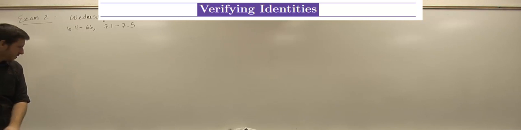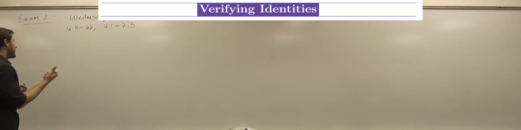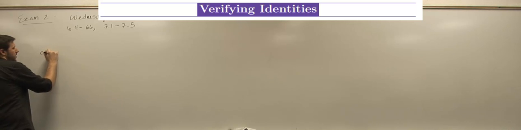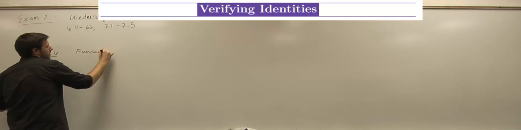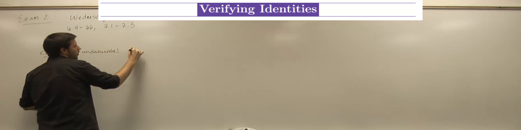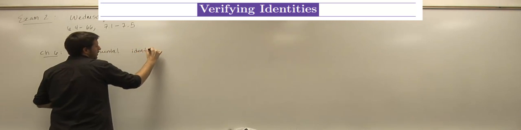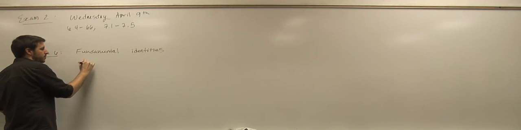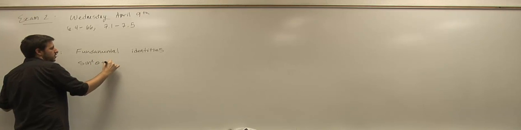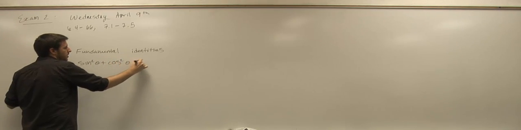Back at the beginning of chapter 6, we had all these fundamental identities. What were some of the identities we had? Remember some of them? The Pythagorean identity was pretty important, right? Sine squared theta plus cos squared theta equals 1.